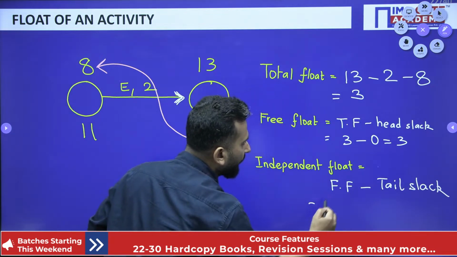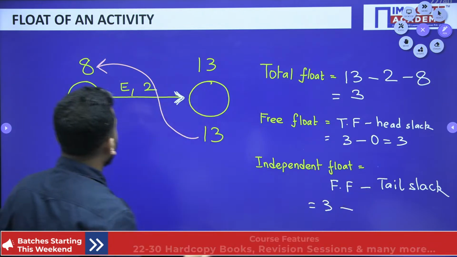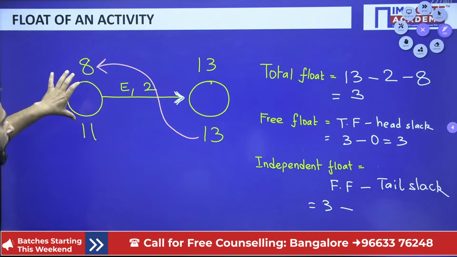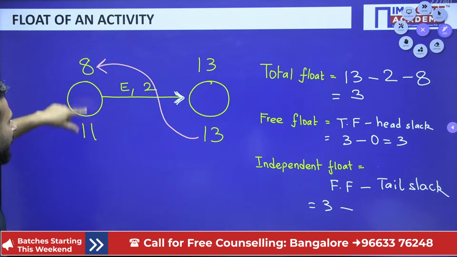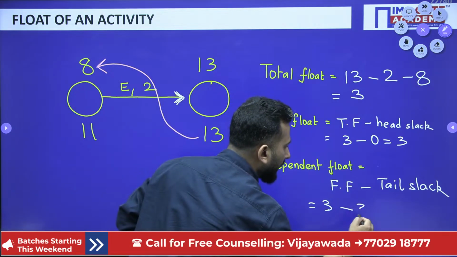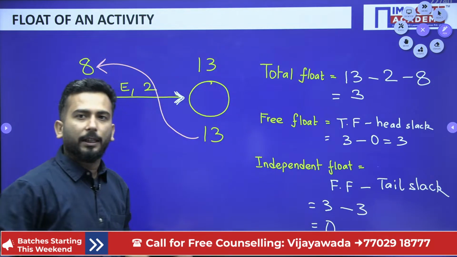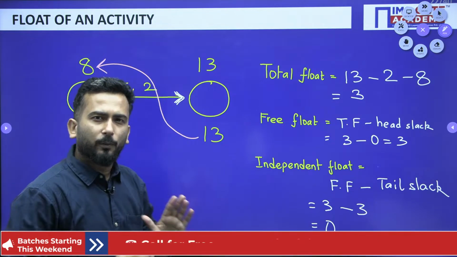So total free float is what? 3. And what is the tail slack? Tail slack, what is the slack of this tail? Tail event ka slack kitna? 11 minus 8, which is 3. So 3 minus 3 is 0. Done. 3 minus 3 is 0. So very easy, my dear friends.